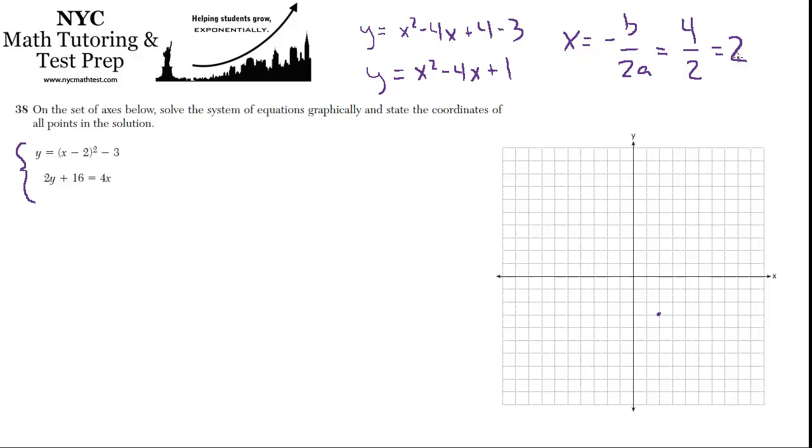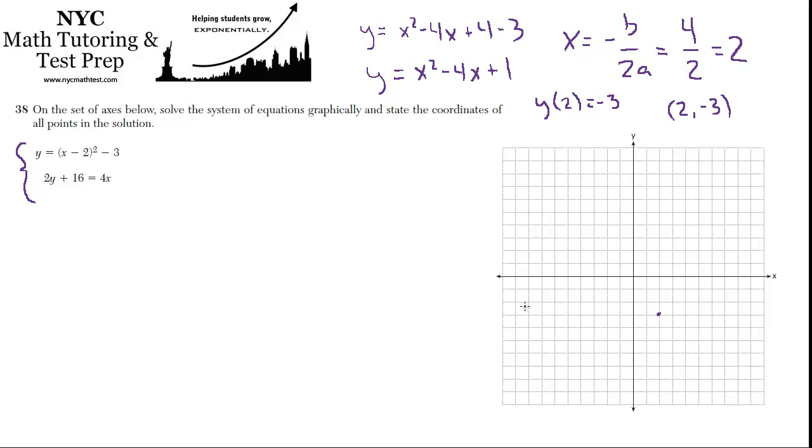Then the y-coordinate of the vertex, you've got to plug this 2 back in. So 2 squared is 4, minus 4 times 2 is 8, 4 minus 8 is negative 4, plus 1 is negative 3. So y of 2 is negative 3. So 2, negative 3 is the coordinates of the vertex of this parabola. Well, that's what we just said, right? We said that the negative 3 shifted it down 3 units, and the minus 2 shifted it to the right 2 units, and that's how we got it to be here.